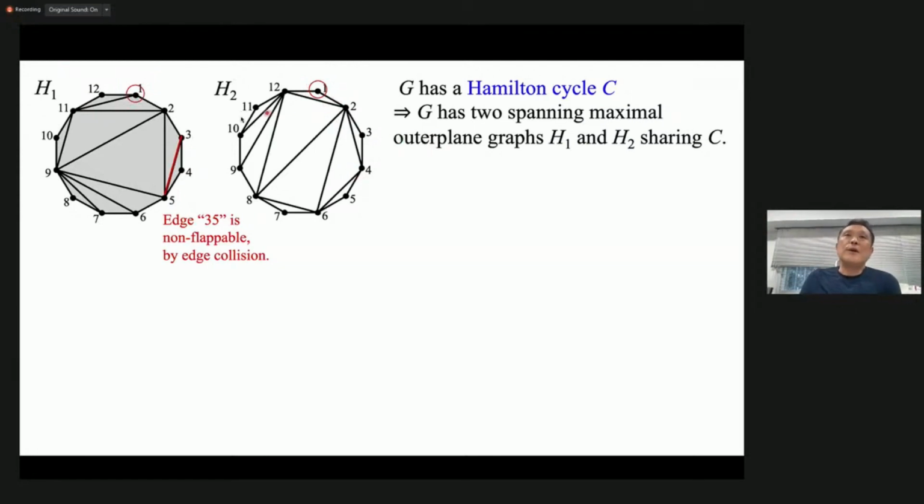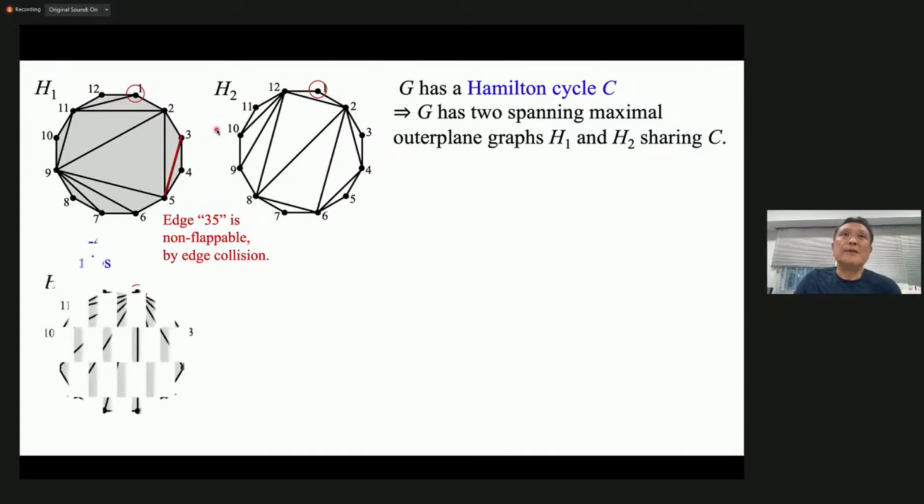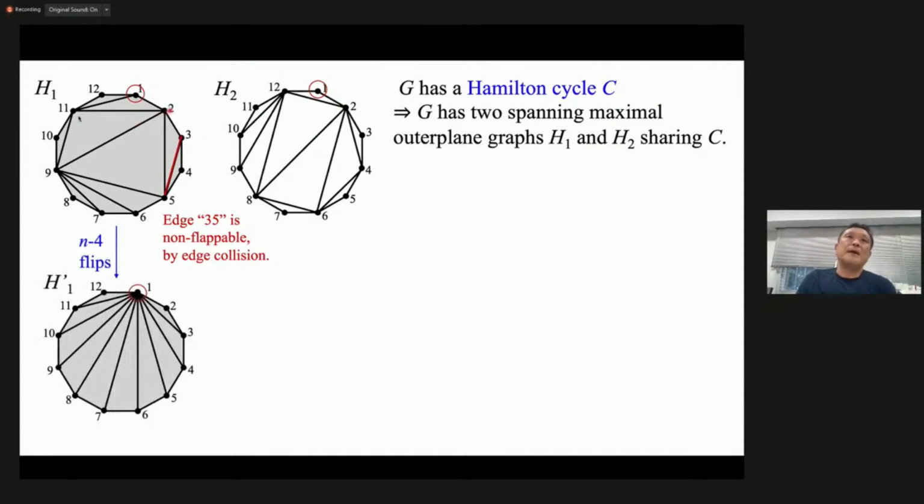H2 is also a maximal outer plane graph, so this has a vertex of degree 2. We can find no inner edge incident to this, because this is a vertex of degree 2 in H2. Therefore we can do this: flipping this and flipping this and so on. So we can increase the degree of vertex 1 like this, one by one.